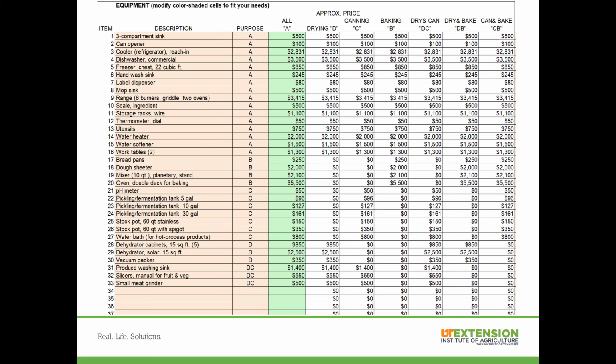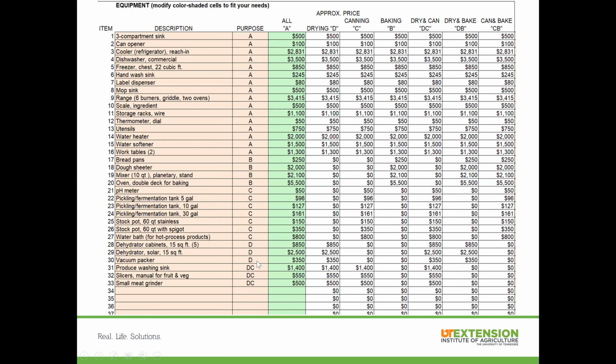And if we're going to use something just for baking, for instance, the bread pans on line 17, we're only going to use those when baking, so we'd put a B in that column with the price of $250 there. We actually input our prices in those white cells, under the appropriate column for which we'll be using them. And then if there's something we use for canning, say the pH meter that we've got for $50, we put a C in that because we're not going to use that in baking or drying.